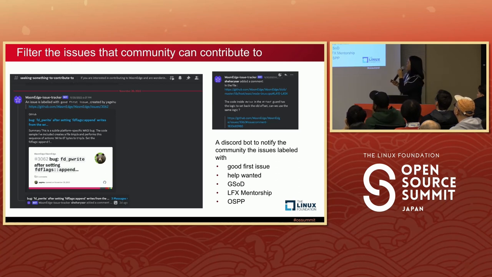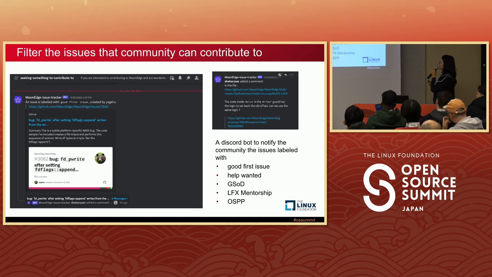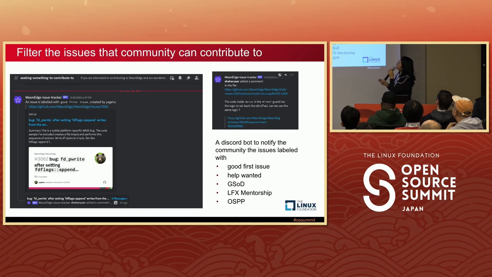It's a GitHub issue tracker. If an issue is labeled with good first issue, help wanted, GSOD, LFX mentorship, or OSPP, the issue will be sent directly to the GitHub channel, and the channel name is seeking something to contribute to. So we filter the issues that are suitable for the community or newcomers to contribute to. It helps the potential contributor find the issue that they can contribute to.